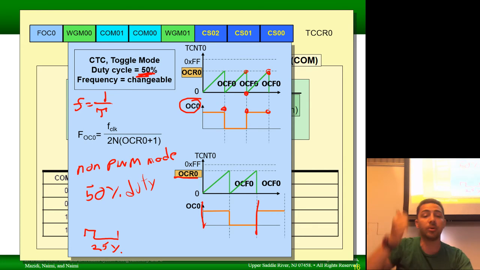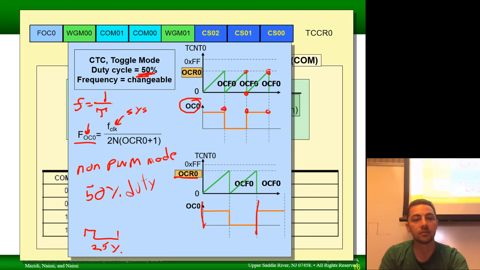Now, what is your output frequency? Here's the formula right here. Your oscillator output frequency, your output compare frequency, is equal to your system clock divided by 2 times n, where n is your prescaler value of 1, 8, 64, 256, 1024. That's for timer 0 specifically. Okay. That's your prescaler value. And then OCR 0, whatever's in your register, plus 1.